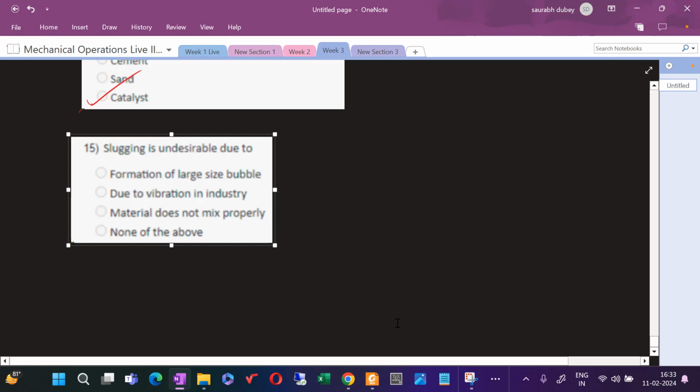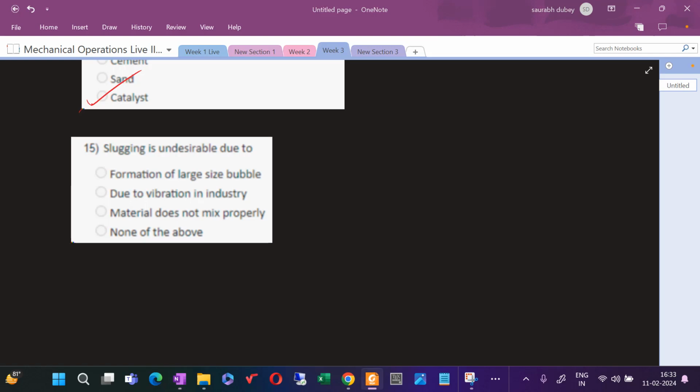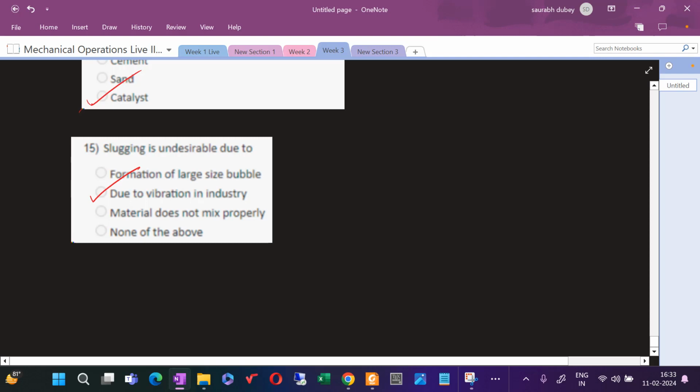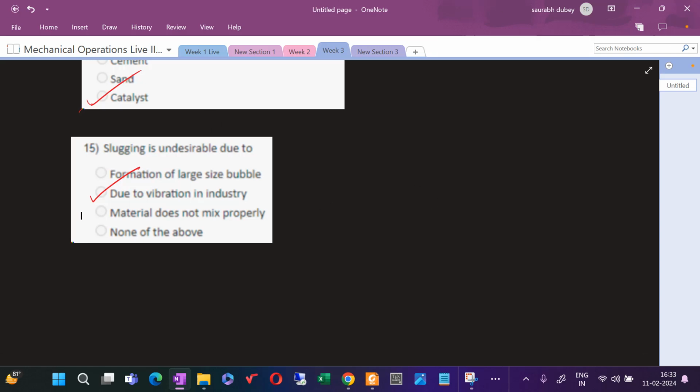Which of the following is correct? Yes, slugging leads to vibration in the industry. So this is the answer, because lots of bubbles are getting formed and that leads to the vibration, as these are very large instruments which are placed in the industry. So this is the one problem.